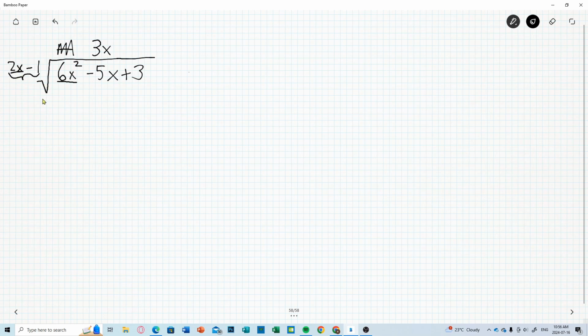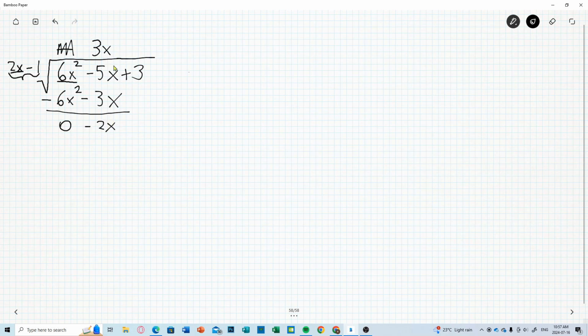So we'll see that 2x multiplied by 3x gives us 6x squared. And now we're going to keep the sign the same. Our 1 multiplied by 3x gives us 3x. Now 6x squared minus 6x squared gives us 0, which is what we're looking for. And our negative 5x minus negative 3x will give us negative 2x.